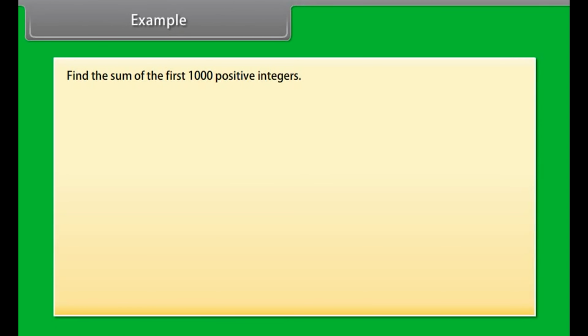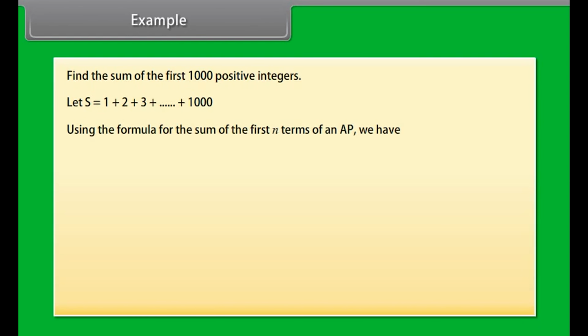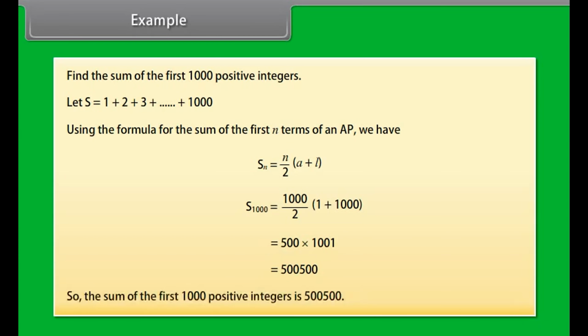Find the sum of the first 1000 positive integers. Let S is equal to 1 plus 2 plus 3 plus and so on plus 1000. Using the formula for the sum of the first n terms of an AP, we have Sn is equal to n upon 2 into a plus l. Substituting the value of n, we get S1000 is equal to 1000 upon 2 into 1 plus 1000. This is equal to 500 into 1001, which becomes 500500. So, the sum of the first 1000 positive integers is 500500.